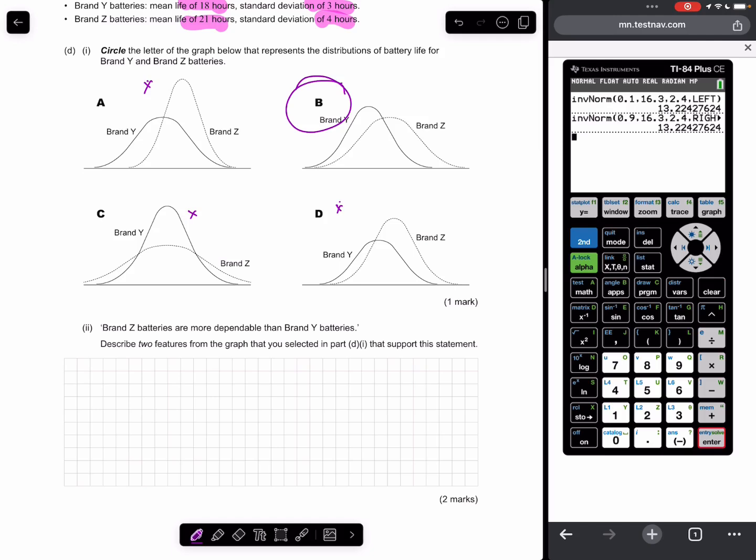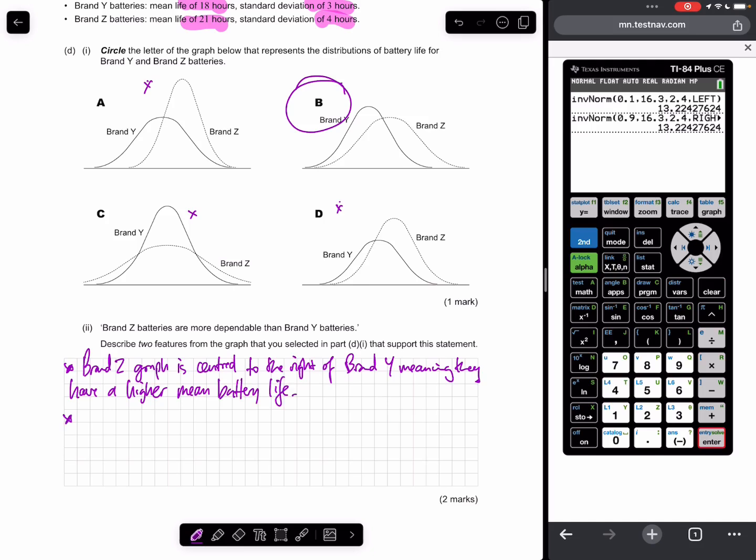Brand Z batteries are more dependable than brand Y batteries. Describe two features of the graph you selected that support this statement. Well, 2 marks, so 2 points. The brand Z graph is centered to the right of brand Y, meaning they have a higher mean battery life.